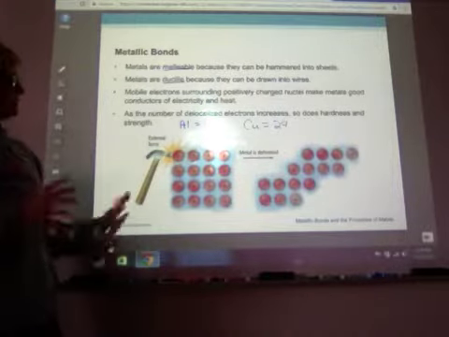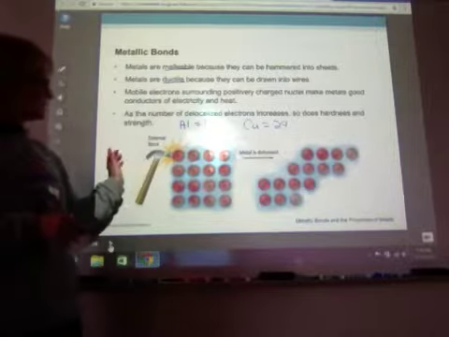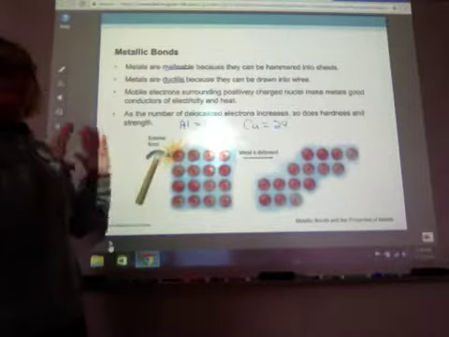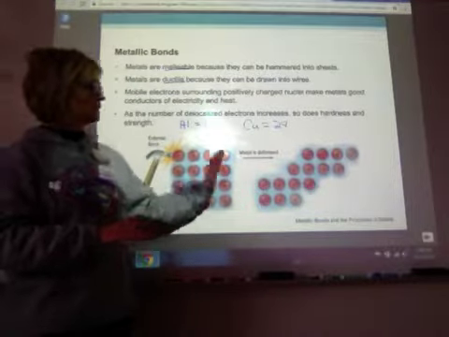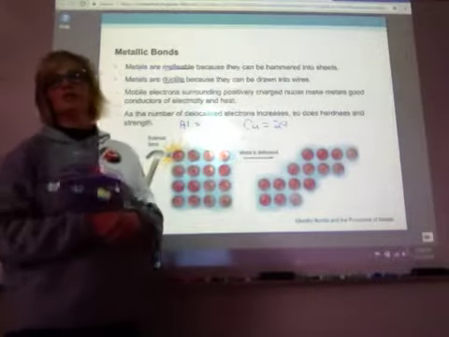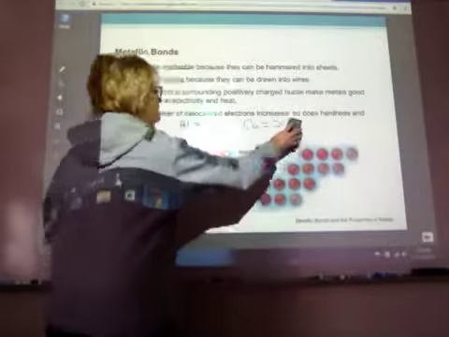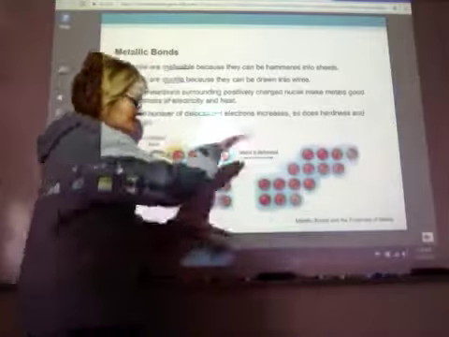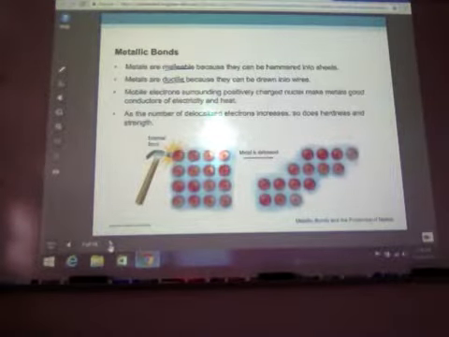And the reason metals are so malleable and flexible is if I hammer it or I put pressure on it, these protons move very easily and I can easily change its shape from one type to another. So I can change it from a round ball and hammer it into a flat sheet or draw it out into a wire.